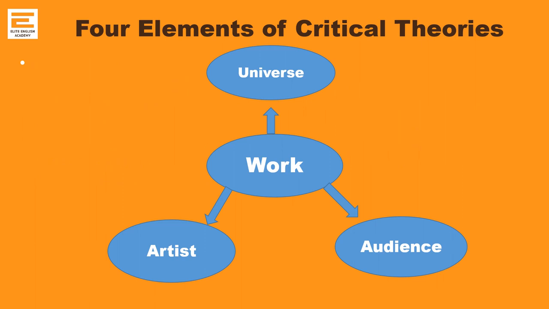Next, M.H. Abrams talks about the four elements of critical theories, how critical theories evolve. It is a very simple definition he gives. According to him, there are four elements needed for critical theory. The first and foremost thing is the work, the creative work. It can be poetry, drama, or novel. If we need creative work, we need one more person, the person who creates it, the artist. The writer is the next person. Without the writer, the work cannot come.